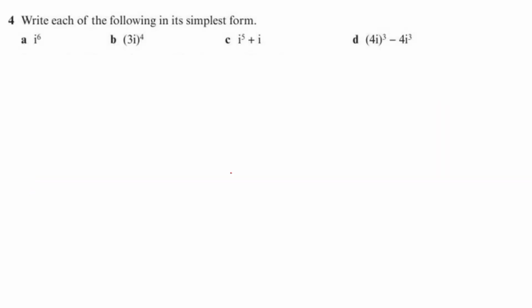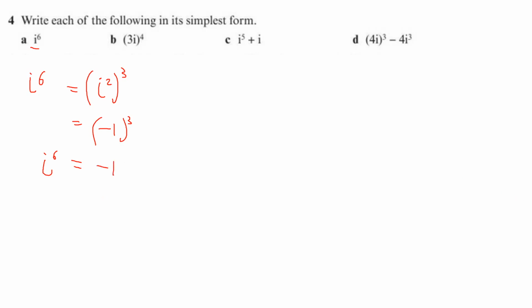Now let's look at these examples. Write each of the following in its simplest form. So here we have i to the power of 6. i to the power of 6 is the same as i squared cubed, isn't it? So all we need to do is remember that i squared is equal to minus 1, and then cube that, and so we get i to the power of 6 is equal to minus 1.